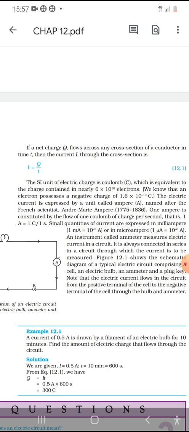So Q is equal to I into T. I value is 0.5 ampere, meaning the electric current value is 0.5 ampere, and T value is 600 seconds. So the answer is 300 coulombs.